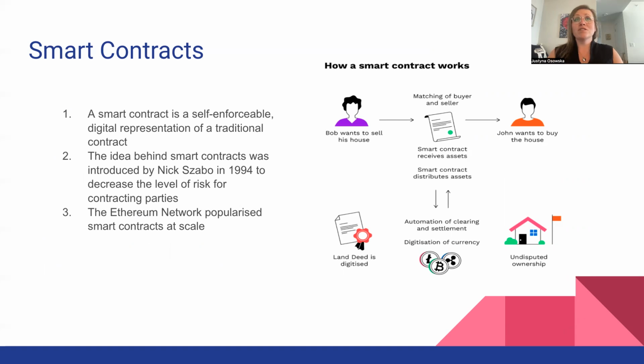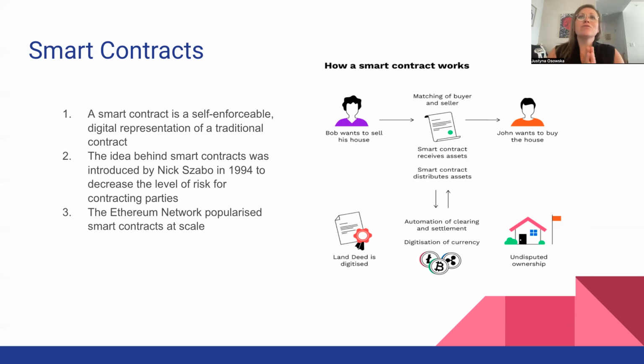The idea was first coined actually by Nick Szabo in 1994 to decrease the level of risk for contracting parties. And it was popularized using the Ethereum network as they started building out decentralized applications. But the main thing it was used for was during the ICO boom, when people were buying specific coins with the Ethereum coin. So you would exchange your Ethereum to get another token, and smart contracts were the way that worked.